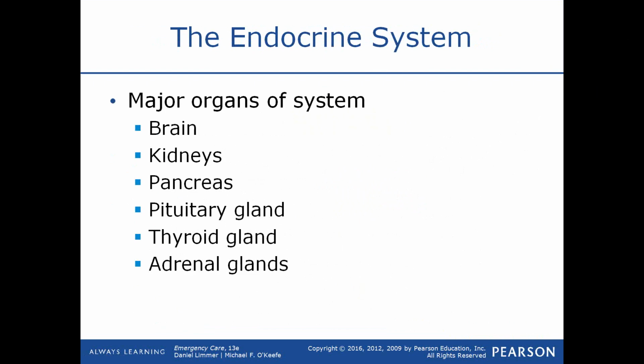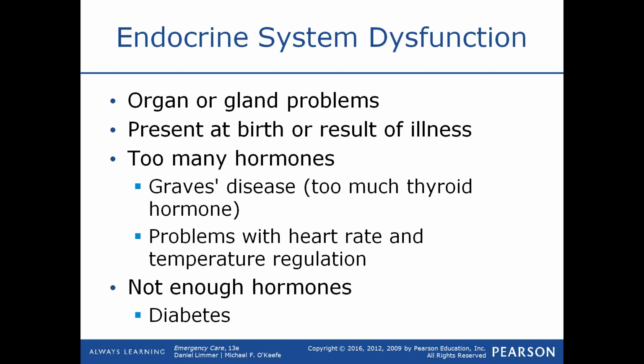They determine, the parathyroids determine calcium use and release into the bloodstream. And as I've already mentioned, the adrenal glands that sit on top of the kidneys release epinephrine, norepinephrine, and dopamine. So if the endocrine system isn't working properly, it can lead to organ or gland problems.